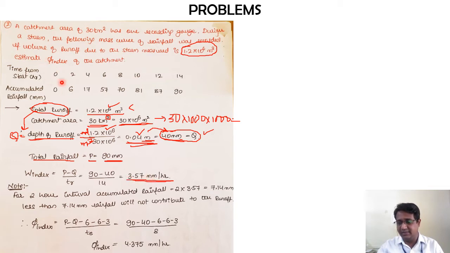But here the intervals are in terms of 2 hours. So we need to multiply it by 2 to get the amount of excess rainfall. And even in the previous problem, the figure I drew is not a compulsion for every problem, but if you draw it, it will help you understand these problems in a much better way.